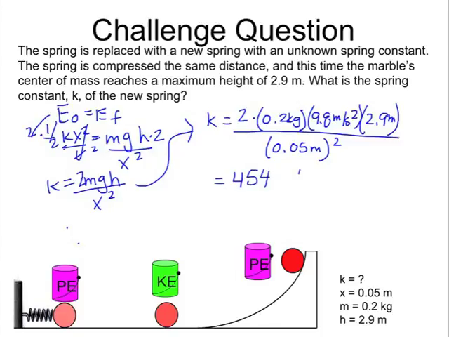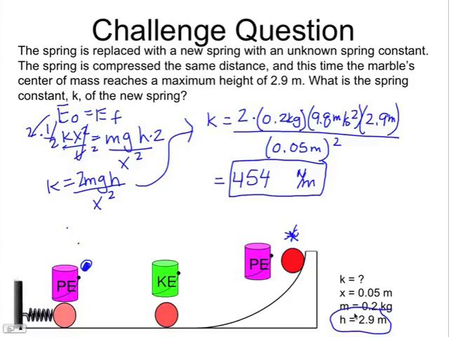454 newtons per meter. And this makes sense conceptually, or it should, because if we have a spring with a higher spring constant, that means it's stiffer. It's going to have a larger potential energy stored up, which means if we start with a larger potential energy here, by the time that marble gets up here, it's going to go a higher height, which it does. It goes 2.9 meters, as opposed to the last problem where we only went 1.59 meters.